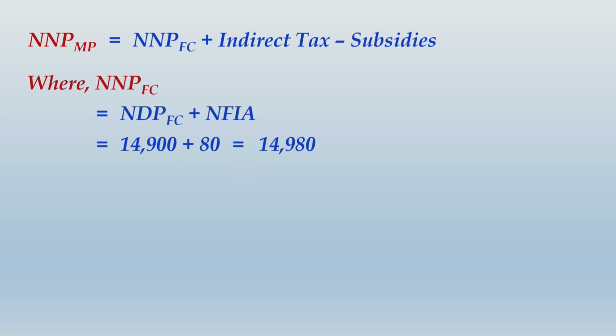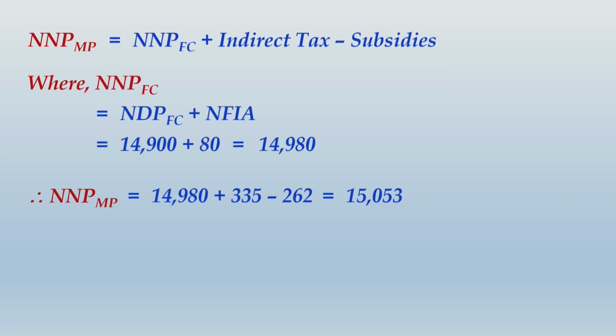Now to 14,980, if you add indirect tax and subtract subsidies, you will be able to arrive at net national product at market price as 15,053. First write up this part of the solution and then I'll show you how to arrive at disposable personal income.